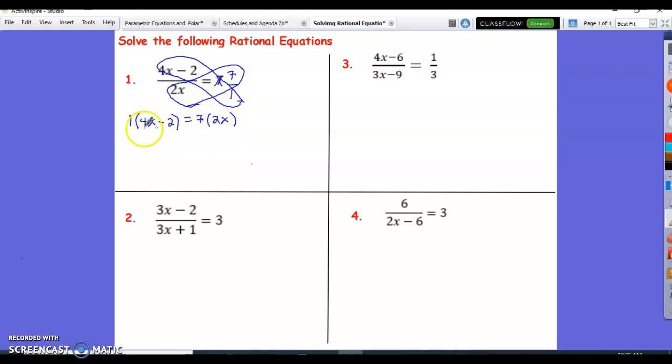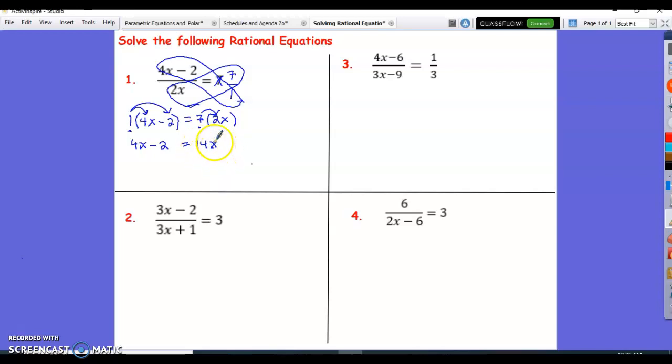Since we have these numbers in front of our parentheses, we can apply the distributive property and distribute those numbers to the terms inside our parentheses. So we have 1 times 4x, that equals 4x, and then 1 times negative 2 is negative 2, equals 7 times 2x, which will give you 14x.